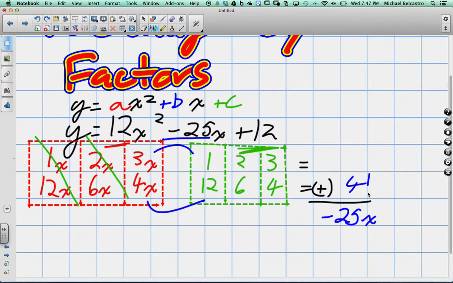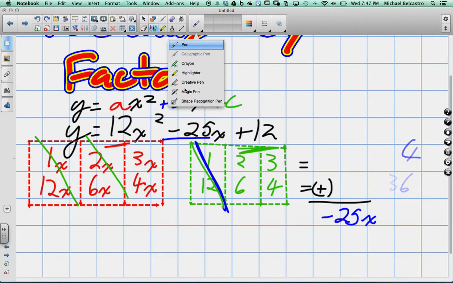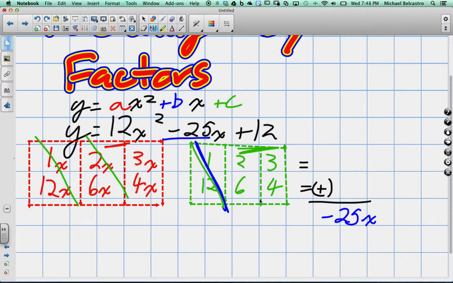4 and 12 is 48. 3 is 3. No good. 4, that gives us 36 and 4. Still no good. So I've exhausted all of these. I can even start crossing out these columns now, okay? So I'm going to cross out this column. That guy didn't work. And this won't always happen, that we get down to the last possible option. Sometimes on your very first option it works.